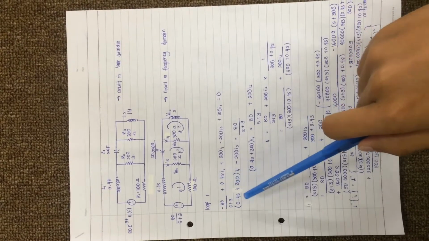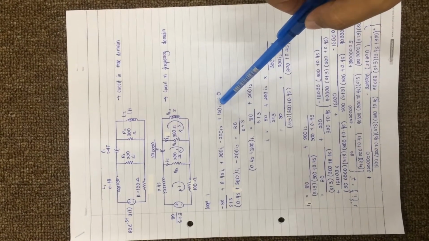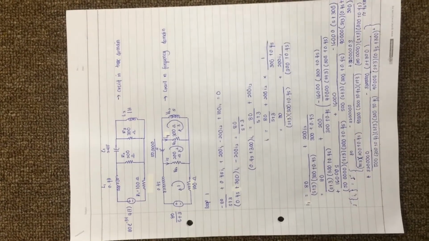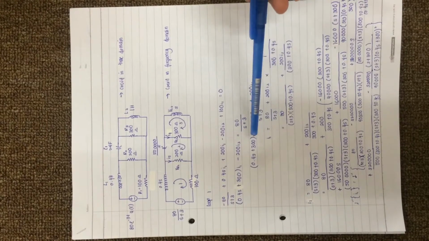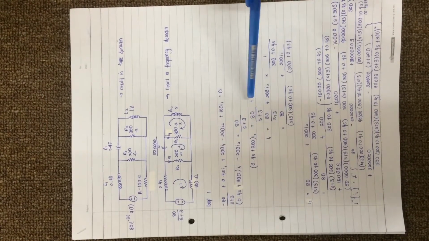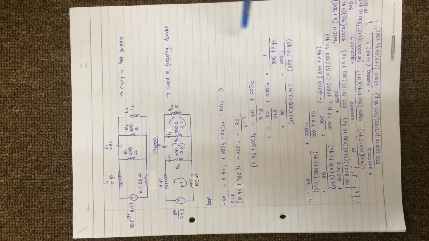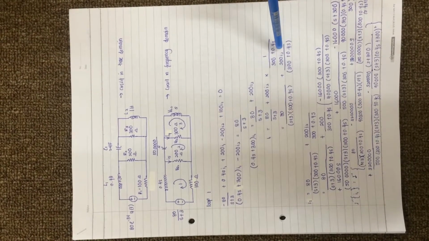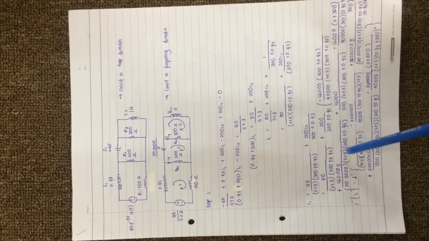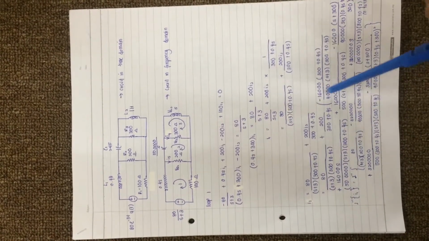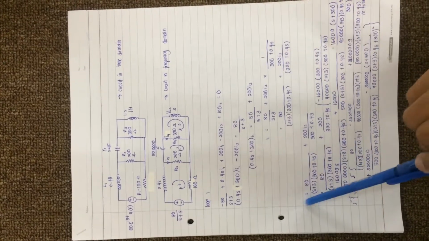After that we made I1 the subject. So this is the final answer for loop 1, but we have I2 in this equation. So firstly, we substitute the equation for I2 into this equation for I1.